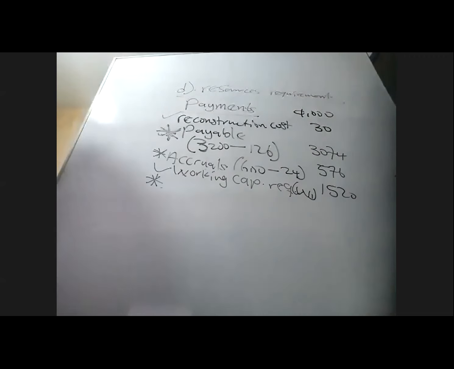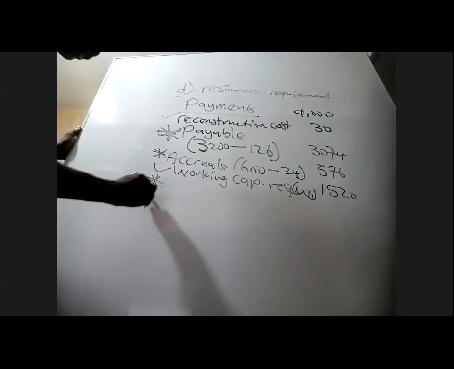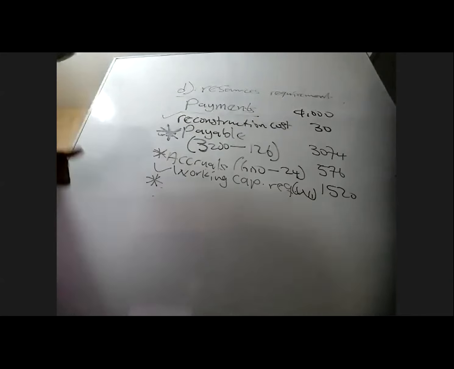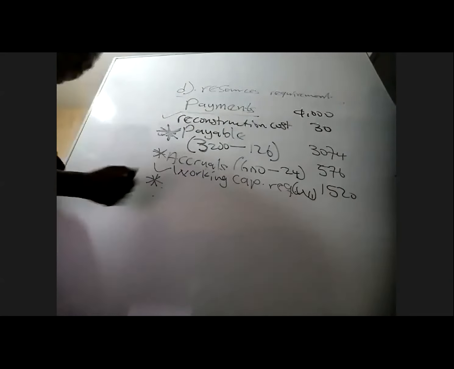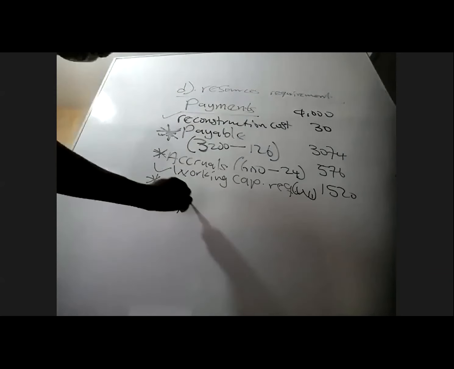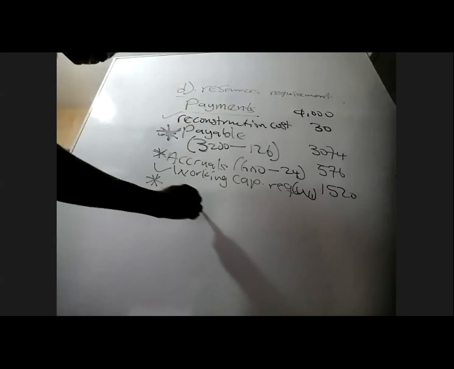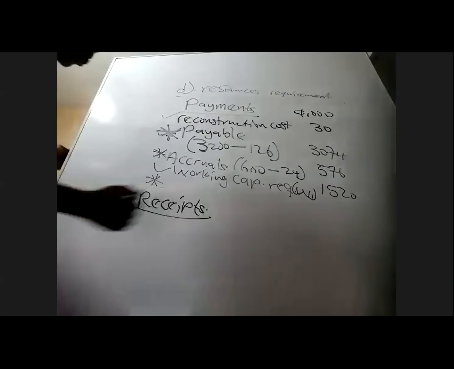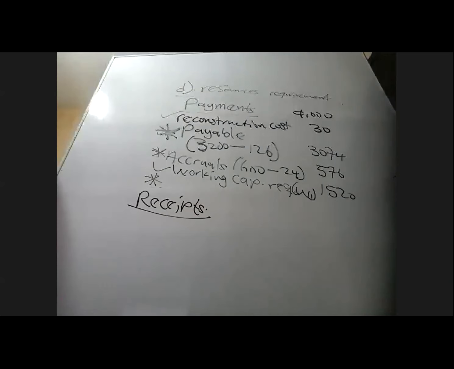So let's go and calculate the receipts. What will be the source of money or source of funds? What will be their source of funds? So receipts. Who will give them money? So receipts, let's underline it. Who? Did they say that they are going to sell something in the question?